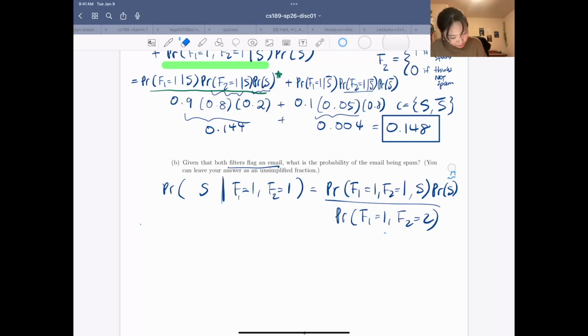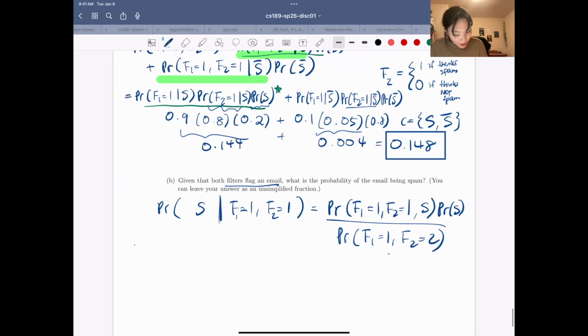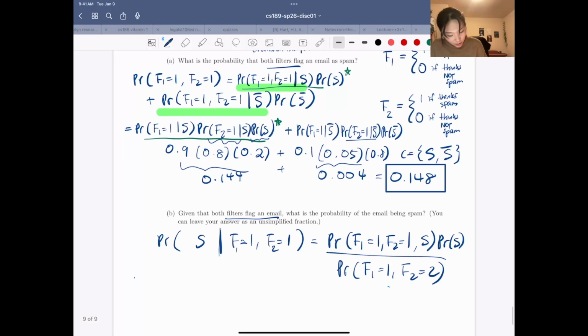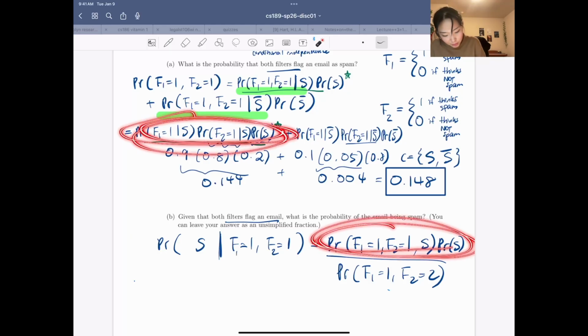Now we want to solve for the actual values. And lucky for us, we've solved most of these values. The probability that both filters mark something as spam, given we think it's spam, so given S, times the probability of S, is what we actually calculated with the total probability rule here. And so this value is 0.144.